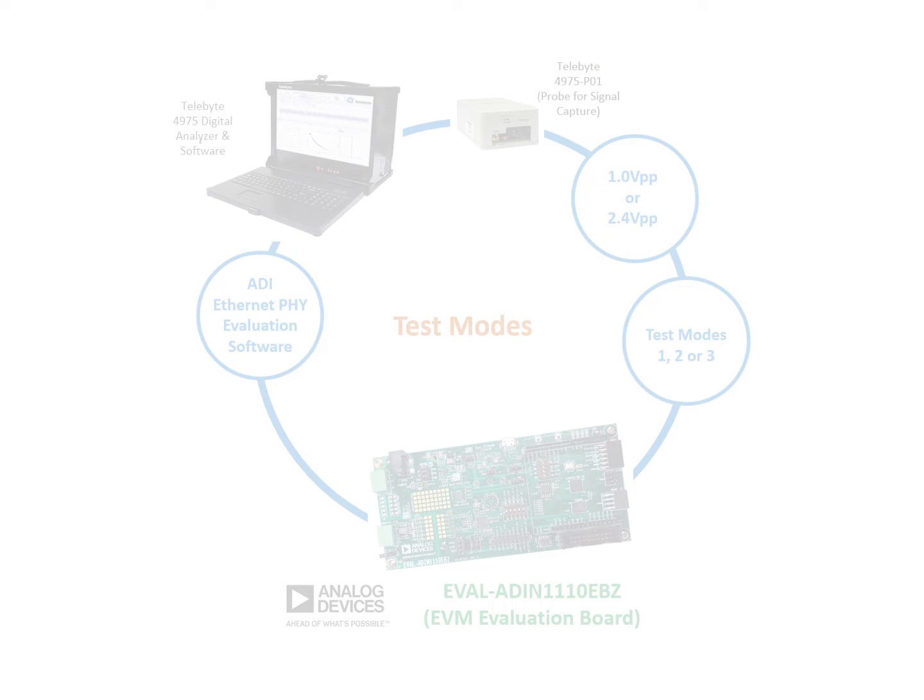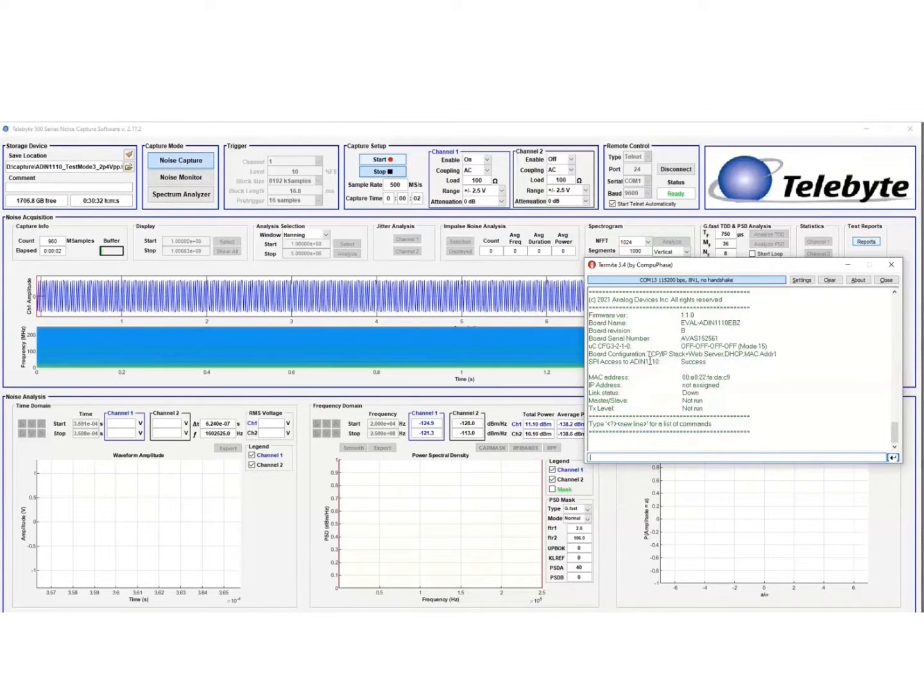Let's take a look at the software in action. We will be testing the Analog Devices 10BASE-T1L integrated PHY MAC with a web server, the evaluation board EVAL-ADIN1110EBZ. We're going to test in test mode 3 to test the power spectral density and the output transmit power level in a 2.4 volt mode.